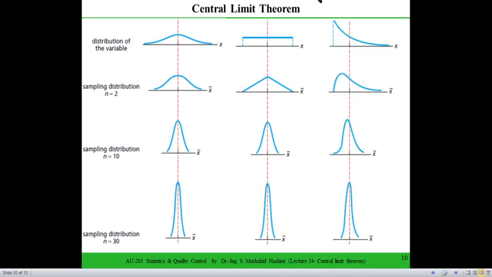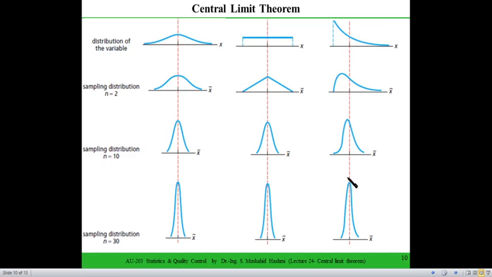Let's say another type of distribution, which is an asymmetric distribution, representing a Poisson distribution sort of thing. And if you take a sample size of 2, then your sample mean distribution looks like this.